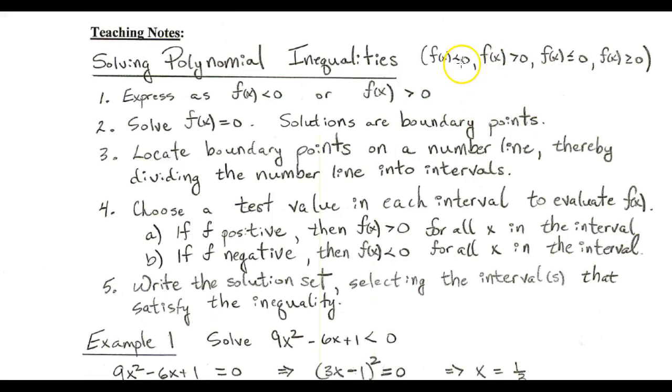If we have strictly less than or strictly greater than 0, then those boundary points would not be included in my solution. Then we locate those boundary points on a number line, thereby dividing the number line into intervals. And we choose a test value in each interval to evaluate the function. If f is positive when we evaluate it at a test value, then it's positive for all x in that interval. If f is negative for a test value, then it's negative for all x in that interval. And then we write the solution set, selecting the intervals that satisfy the inequality.